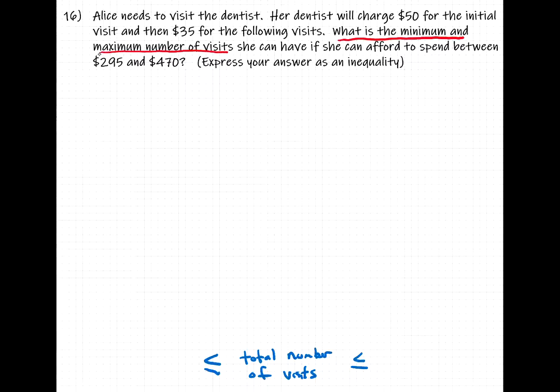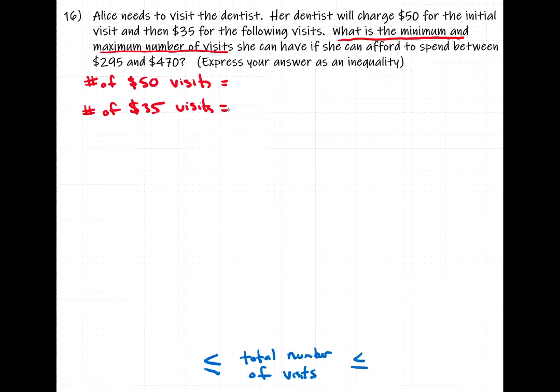So what do we know and what is unknown? Well, there's two types of visits. There's the visits that cost $50 and there's the visits that cost $35. So let's say over here, number of $50 visits and number of $35 visits. Well, the number of $50 visits, that we know.